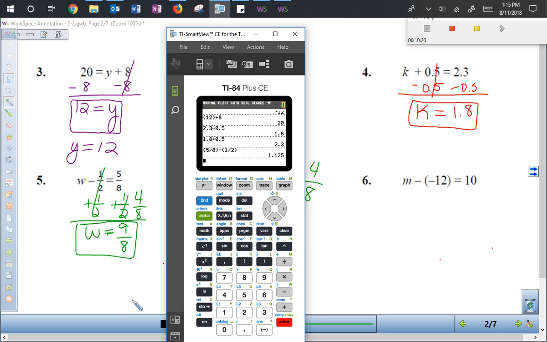So each calculator is different. For my calculator, to turn this decimal into a fraction, I need to hit this button over here that says math, and then I need to hit enter on 1, and then enter again. Now your calculator might be different. If you need help to turn your decimal into a fraction, make sure you come ask, and we would be more than happy to help you. So I get w equals 9 over 8.